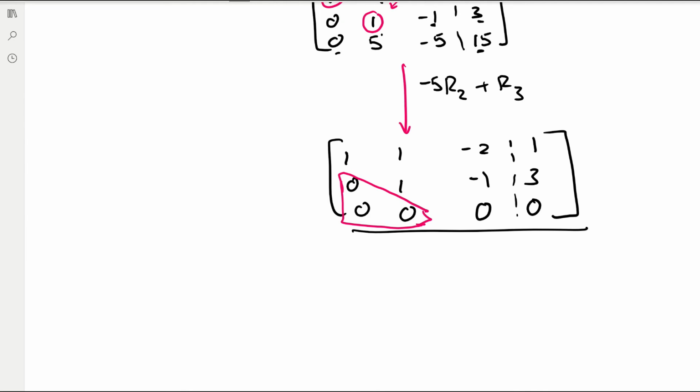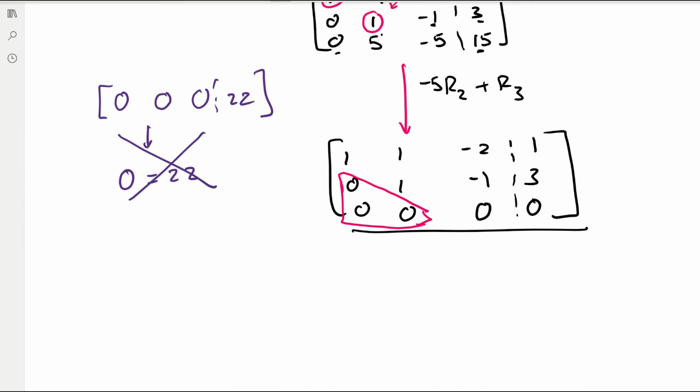This is very different from what we saw in the previous video's example. In the previous video, if I remember correctly, we had 0, 0, 0 and then 22. Okay, what this meant is 0 equals 22, and that's a big no. That doesn't make sense. So we said in the previous video example, there was no solution.